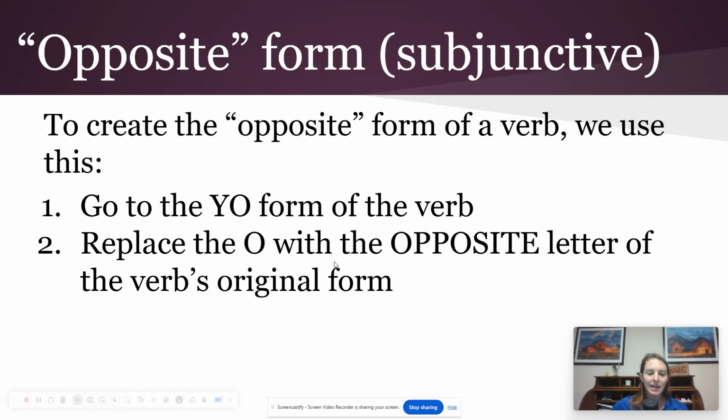Then you're going to replace that O with the opposite letter from the verb's original form. So if it's an ER or an IR verb, you're going to replace that O with an A. If it's an AR verb, you'll replace that O with an E and essentially make an opposite verb. I'll show you what I mean on this next slide.